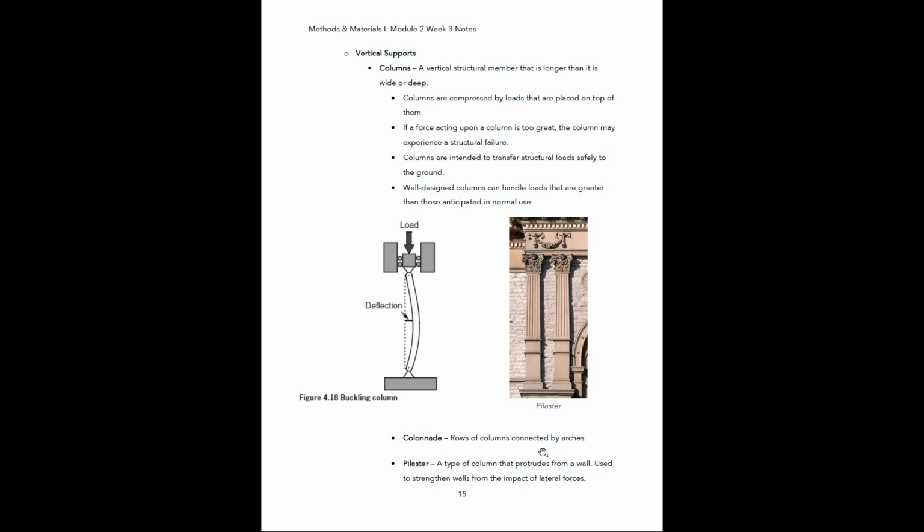A colonnade is basically just a row of columns that are connected to one another by arches. And then a pilaster is a type of column that protrudes from a wall, and these are used to strengthen walls from the impact of lateral forces. Okay, so any type of force that's coming at the wall from a perpendicular direction, like wind, or if there's flooding and a wave hits it, anything like that coming at it perpendicularly, a pilaster is basically there to beef up the structure of the wall and protect it from any of those lateral forces that are going to be hitting the exterior of the building.